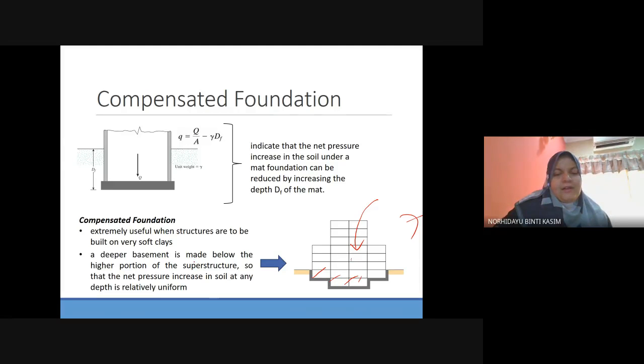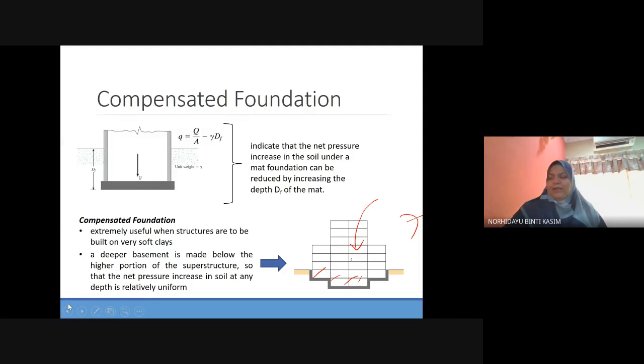The deeper base is made below the higher portion of the superstructure so that the net pressure increase in soil at any depth is relatively uniform. So the deeper you dig, the net pressure will be reduced. It will help you in holding the loads. If you have very soft soil, you excavate the soil deeper and then build your structure. It will help the soil to hold the loads. So that is one of the choices.